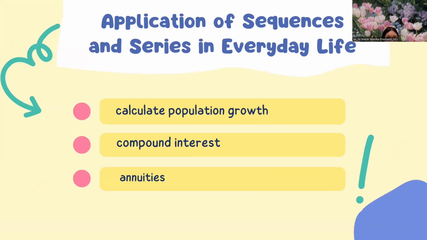Okay, next is application of sequence and series in everyday life. As explained earlier, learning about sequence and series has many practical benefits in everyday life. For instance, if you want to become an entrepreneur, the constant growth of your business over time follows an arithmetic sequence, allowing you to predict the scale of profit or loss you'll face. Beyond business, they can be used to calculate population growth, compute interest, annuities, and much more.